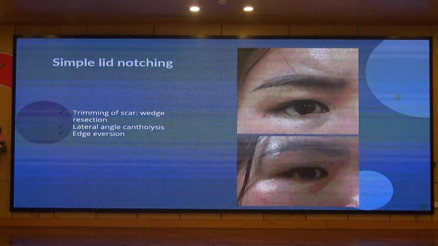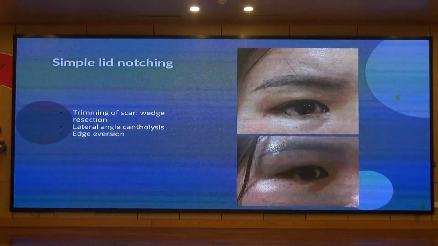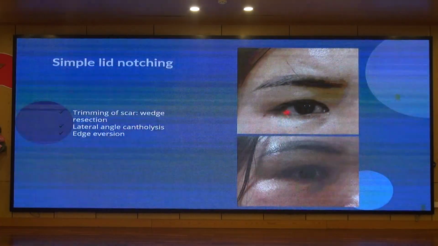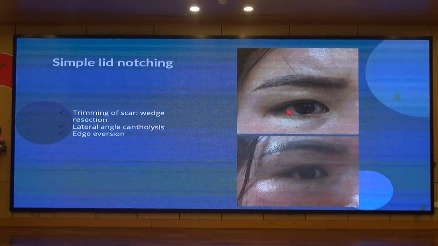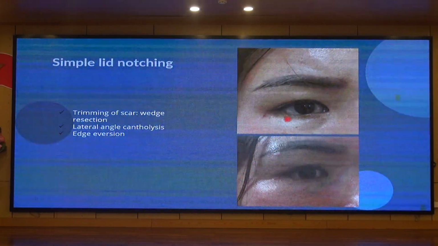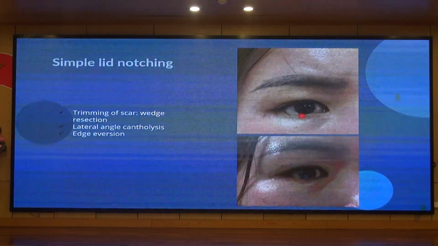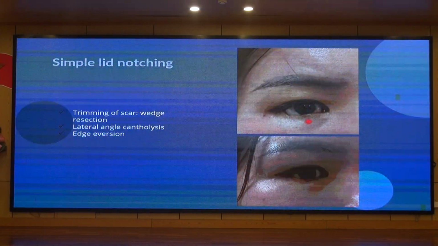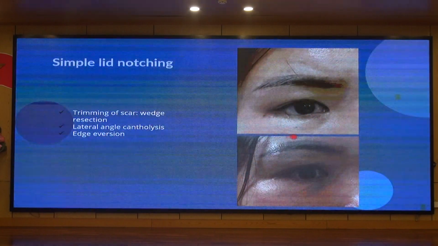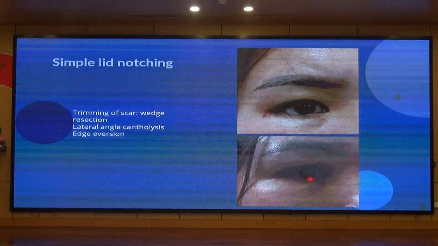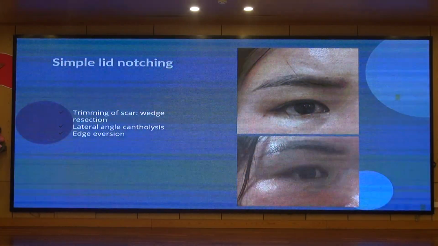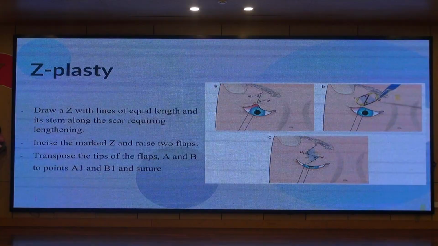And at last, when we do the scar revision, sometimes we do a very simple procedure like this. This patient has a V-notching of the lip margin, so we just trim the scar again to cut out the wedge resection, and then we release the lateral angle, and then close the scar with an edge eversion, and then 6 months after the repair of the scar.